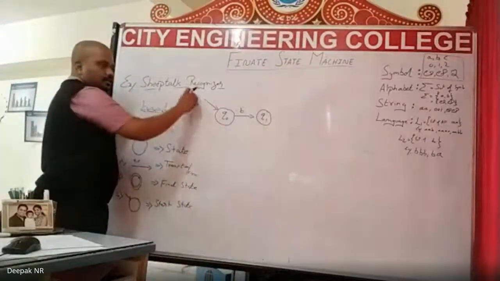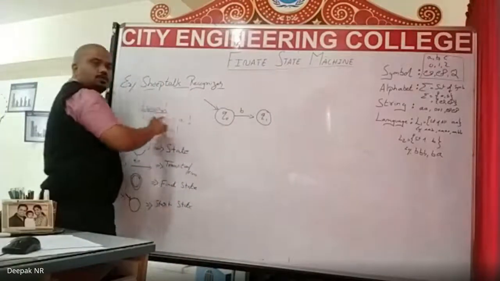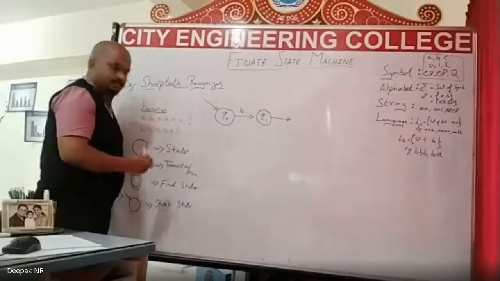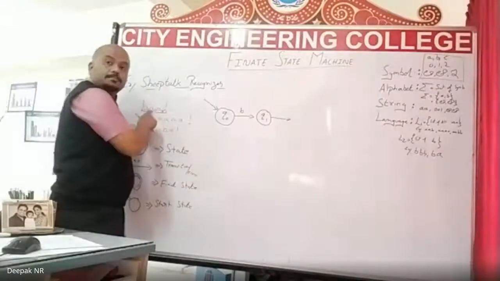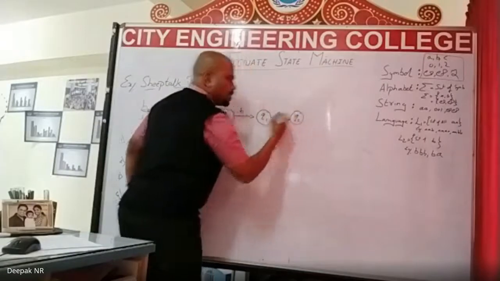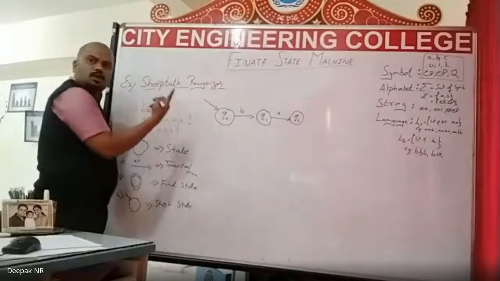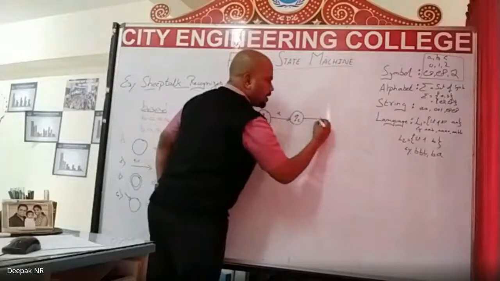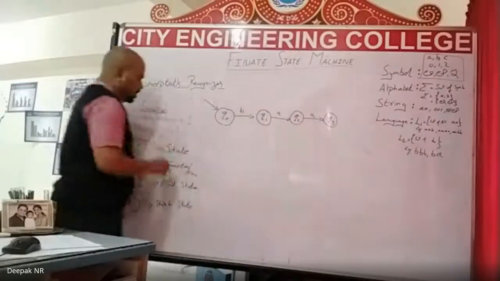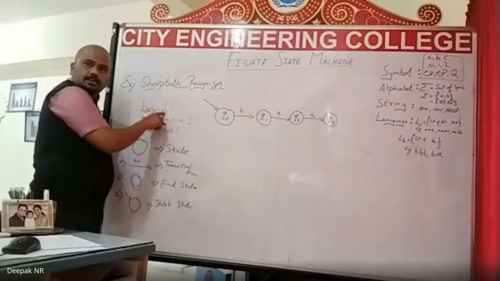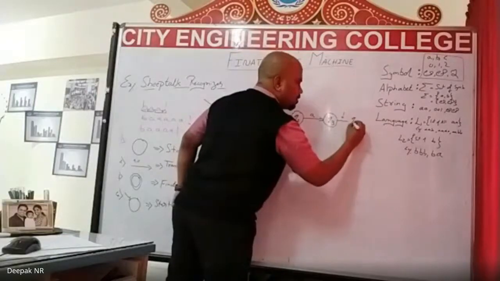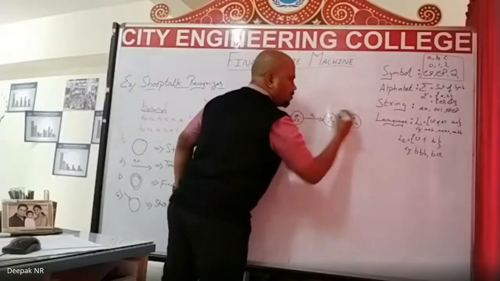Clear guys? Starting off string. If I get B, go to Q1. And next, what should be next? Next bit is A. If I get A, go to Q2. Correct? The next bit is one more A. If I get A, go to Q3. Clear? My last bit is exclamatory. If I get an exclamation, go to a state called a final state.